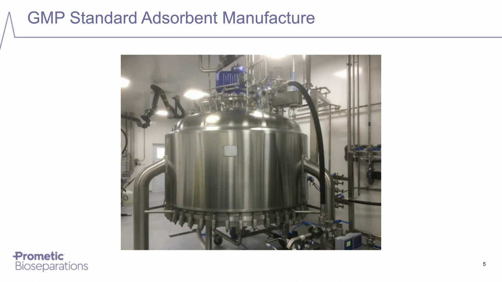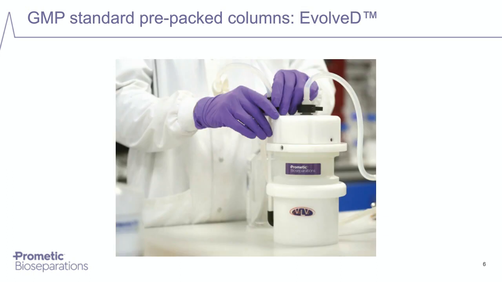I mentioned just now the Evolve D columns. This is a new product range for Prometic, and these columns are pre-packed, GMP-ready, ready-to-use columns, so they enable a plug-and-play approach to column chromatography now.